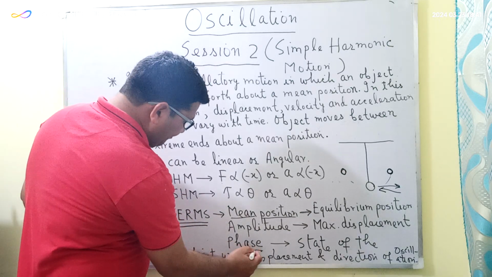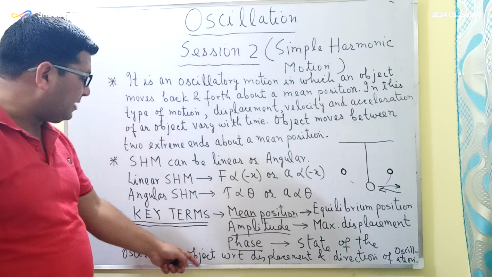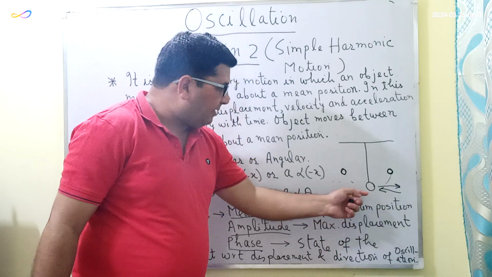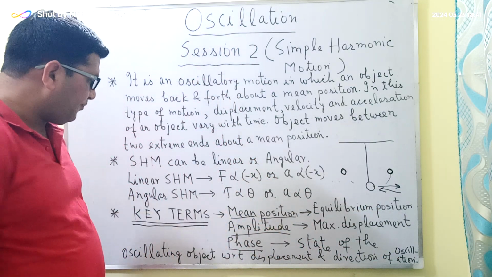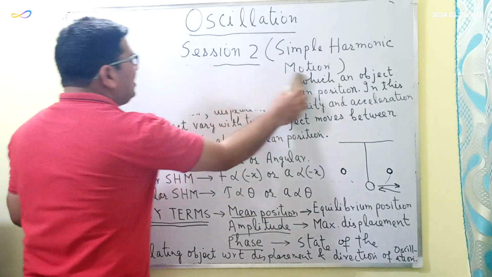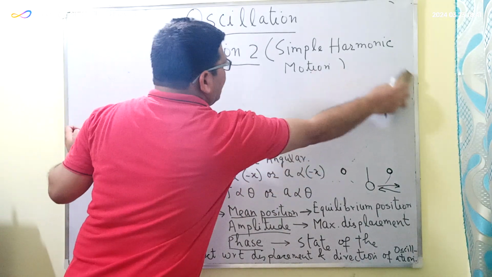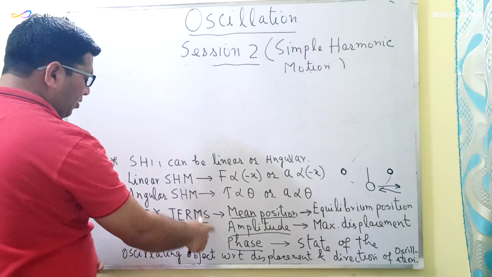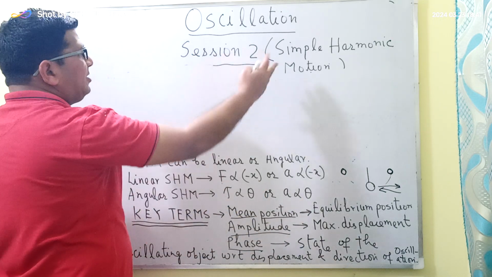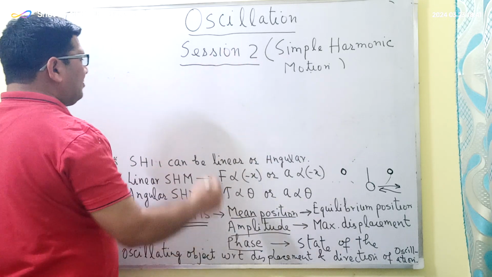Third point is phase. Phase is the state of the oscillating object with respect to displacement and direction of the oscillation. I will be discussing these terms in detail in the subsequent session. In this session, I just wanted to give you a brief introduction about simple harmonic motion. These are the 3 important terms which we will be using while studying this topic of oscillation and simple harmonic motion.